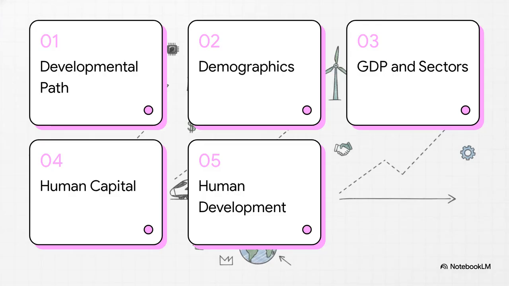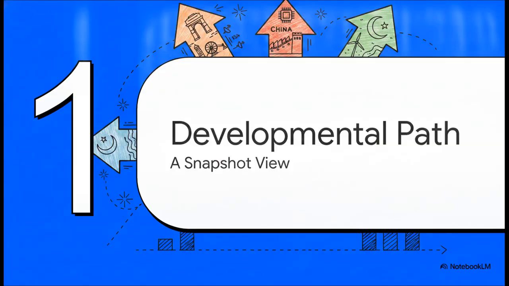To piece this puzzle together, we'll be breaking things down into 5 key areas: their developmental paths, demographic indicators, GDP and sectors, the human capital divergence, and finally, indicators of human development. Let's jump right into Section 1, Developmental Path, a snapshot view.